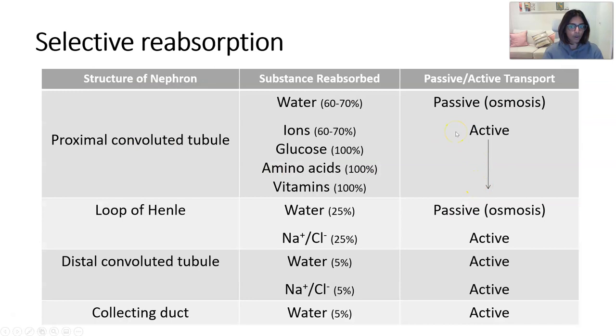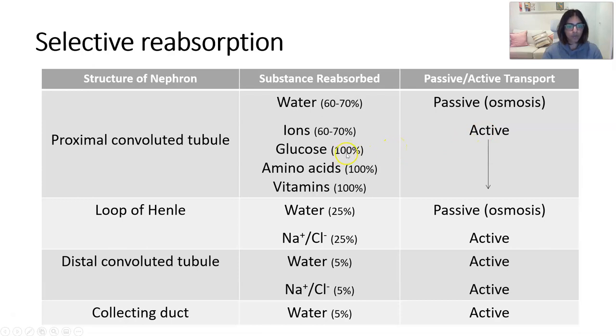Okay, so here's a summary of selective reabsorption. I'm going to pay attention to the part of the nephron, so this proximal convoluted tubule. This is where most of these good substances are reabsorbed back into the bloodstream. We know that water moves passively by osmosis, so there's no energy involved in that. However, the ions, glucose, amino acids and vitamins, these are all actively taken back into the bloodstream. So this is active transport here, moving against the concentration gradient.